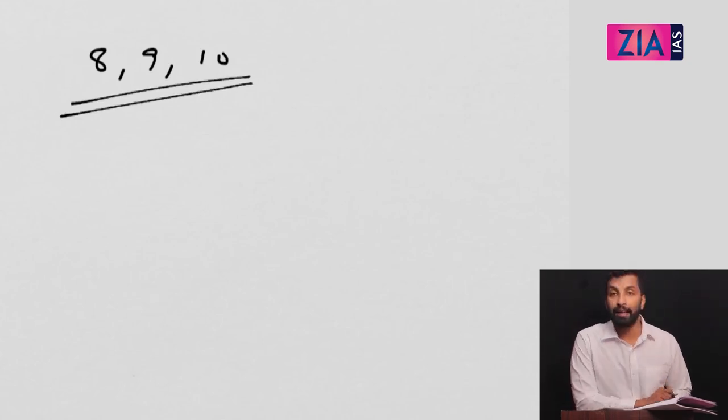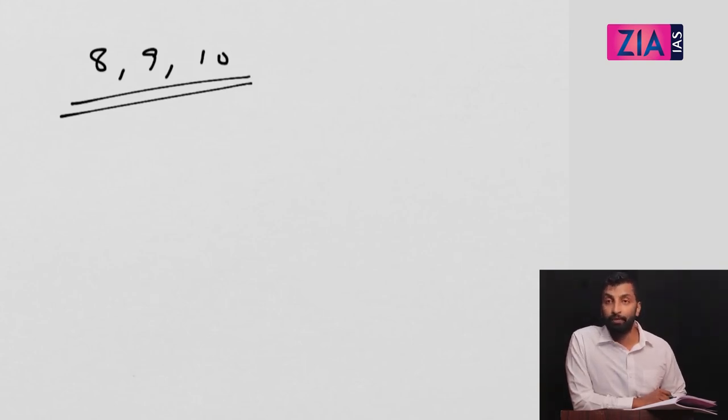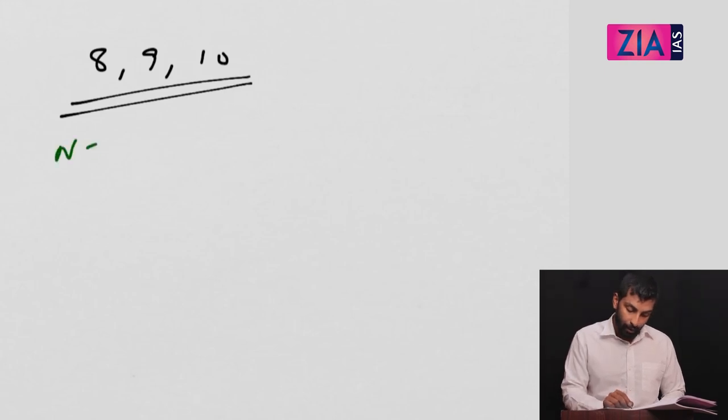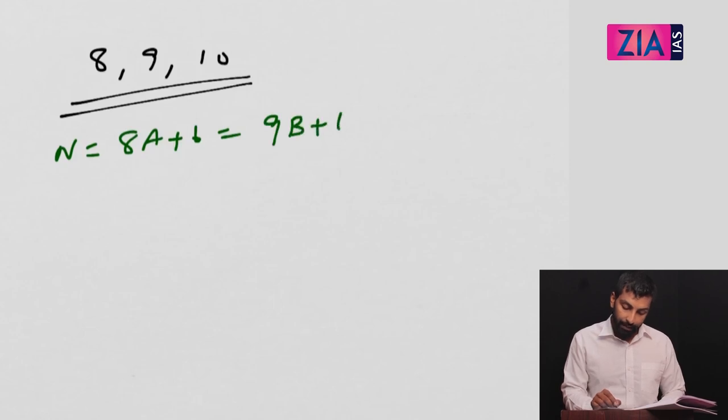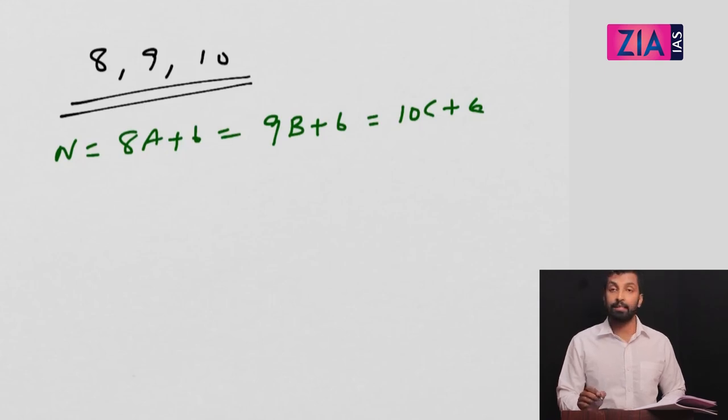In this question, you need to find the least 3-digit number which will give a remainder 6 when divided by 8, 9, 10. So when you divide by 8, you get a remainder 6. When you divide by 9, you get a remainder 6. When you divide by 10, you get a remainder 6. If you remember, we have discussed this question in your division questions, right? So what is this pattern? If I represent it like this, n is equal to 8a plus 6 is equal to 9b plus 6 is equal to 10c plus 6. Then you will understand it better, right?